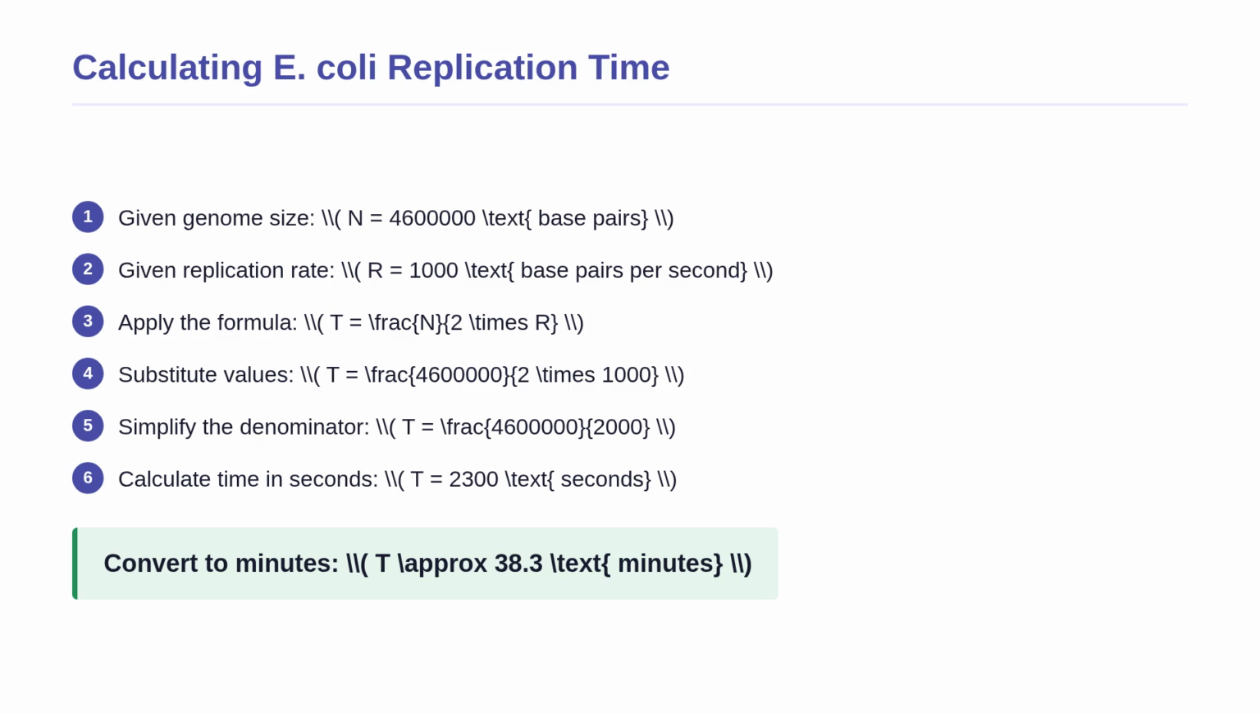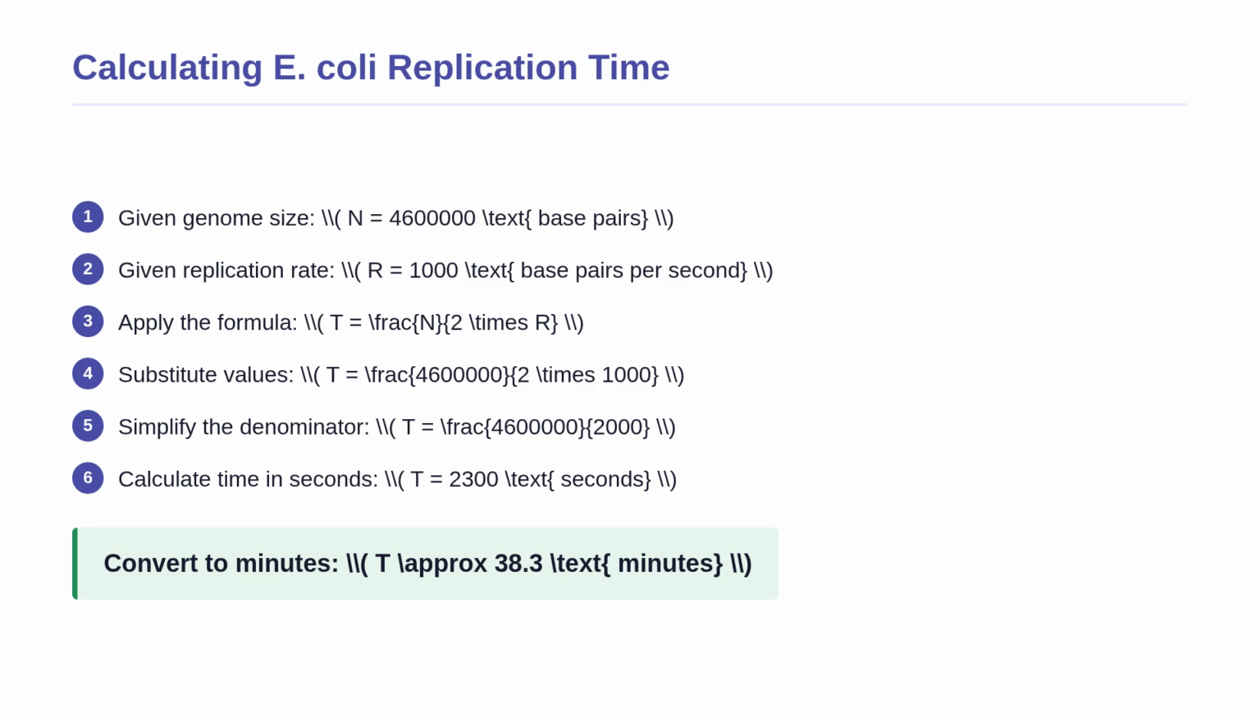First, we write down our formula. Next, we substitute our known values. N becomes 4,600,000 and R becomes 1,000. The denominator becomes 2,000, accounting for the 2 replication forks moving in opposite directions. Dividing the total base pairs by the combined speed gives us 2,300 seconds.